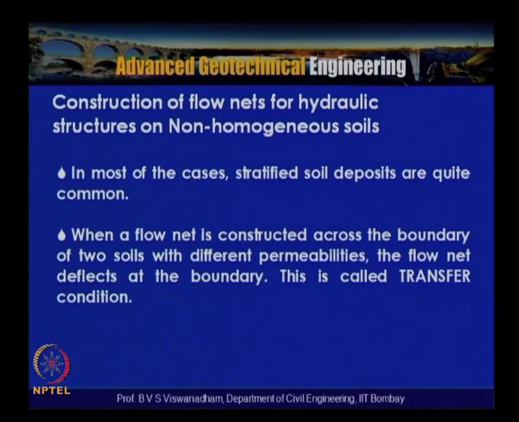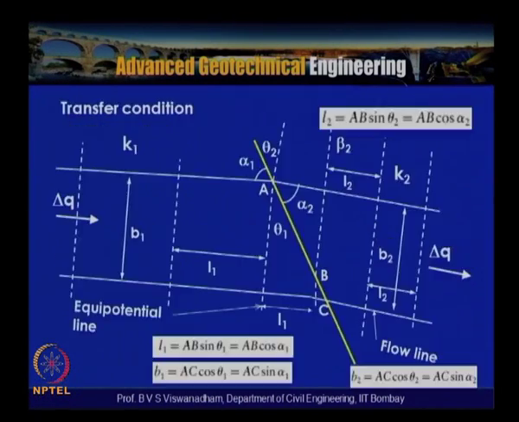So when a flow net is constructed across the boundary of two soils with different permeabilities, the flow net deflects at the boundary. There is something like a refraction that takes place, and the condition where the deflection of the flow net happens is called the transfer condition. So how do we handle this transfer condition, particularly for flow nets for hydraulic structures on non-homogeneous soils?